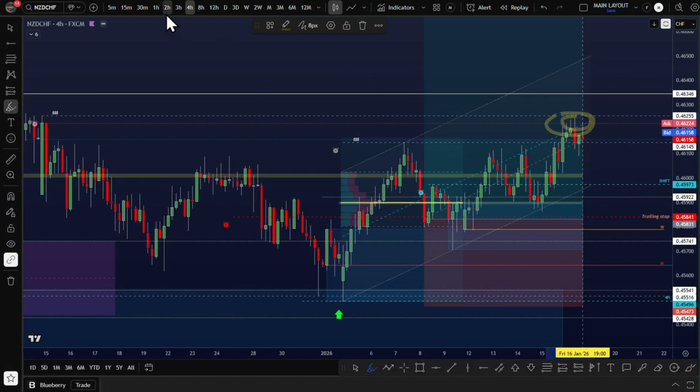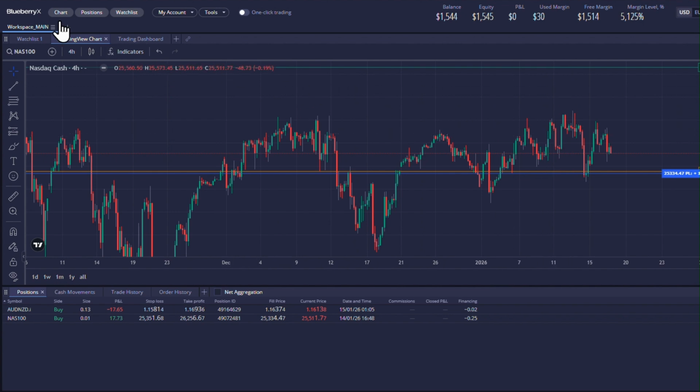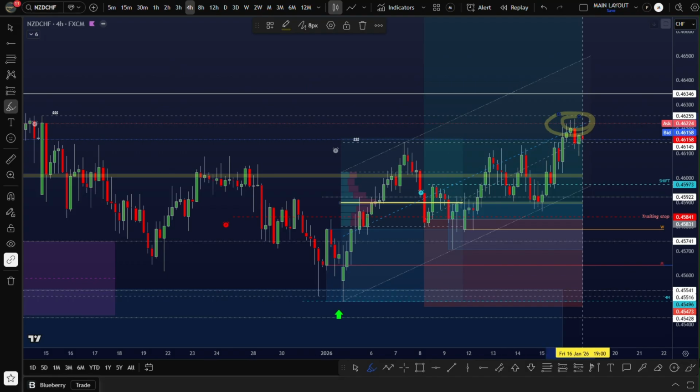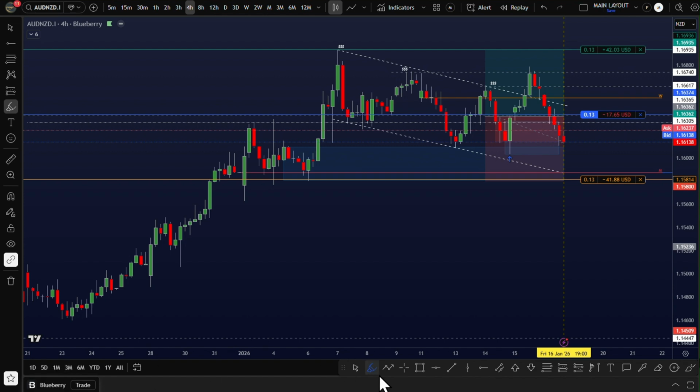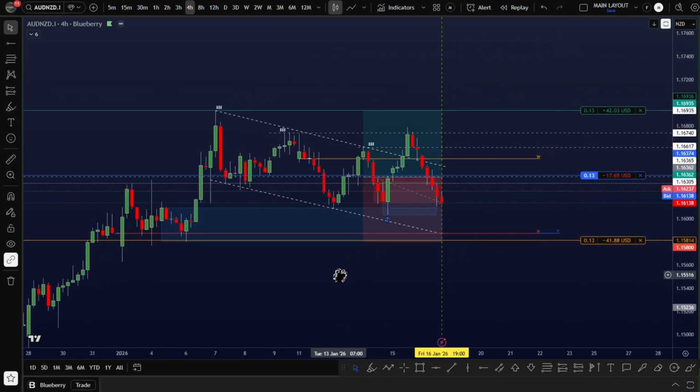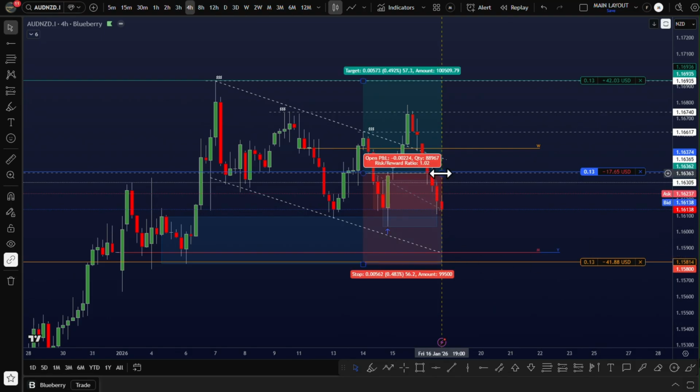So talking about my small account, I will show you. This is the platform I use, Blueberry X. I already explained it in my first video. I currently have running trades in swing position. I have a trade on Nasdaq, the trade I retook after my 3 losses in a row, and I have another trade on AUD NZD, which is currently, let me show you, running, which is not going very well. We are currently in negative.